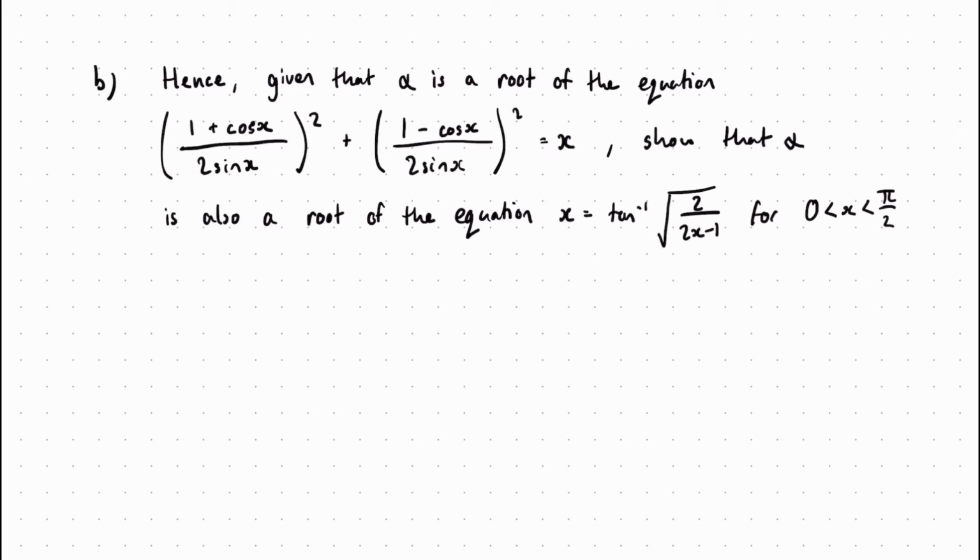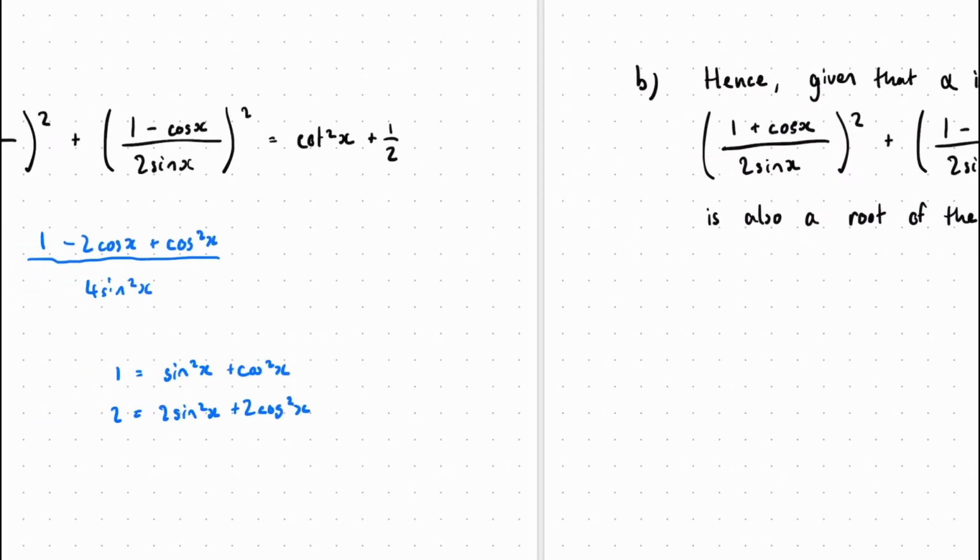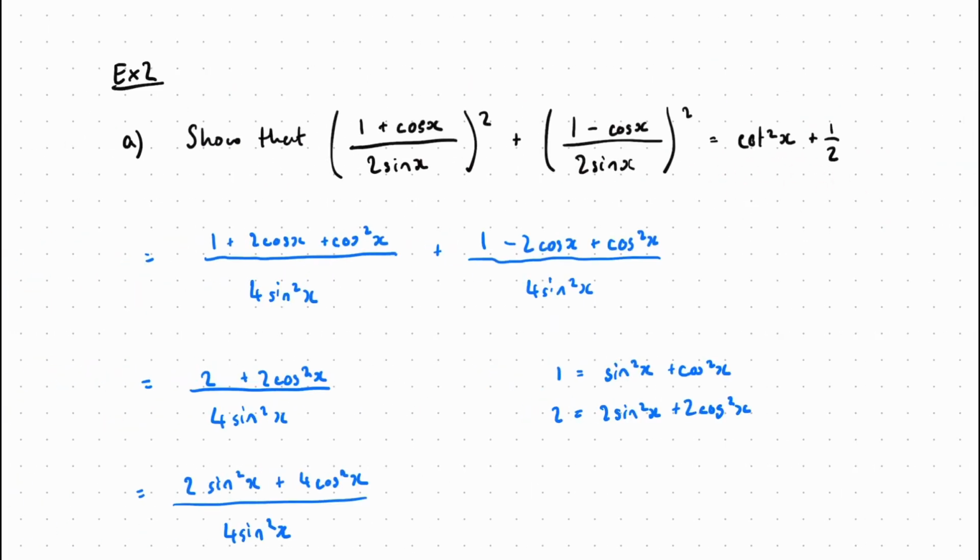Hence, given that alpha is a root of the equation of what we just showed equals x, show that alpha is also a root of the equation x equals the inverse tan of root 2 over 2x minus 1, for x greater than 0 but less than pi over 2. So whenever there's one of these hence questions, you never actually use the starting point that they give you. You always use the point that they told you to prove a second ago.